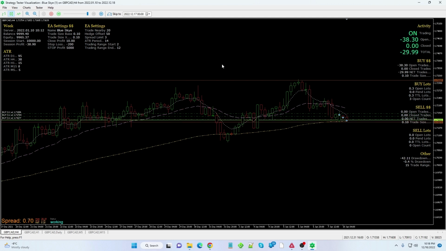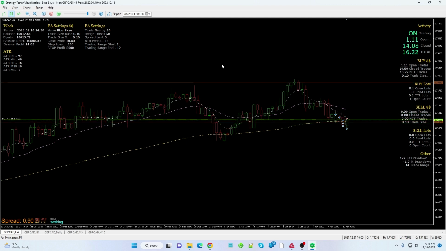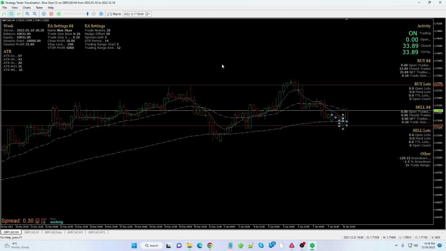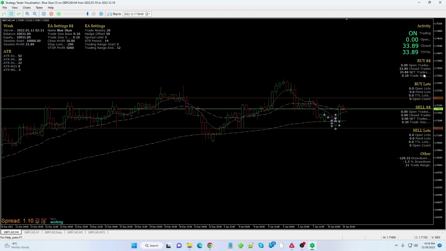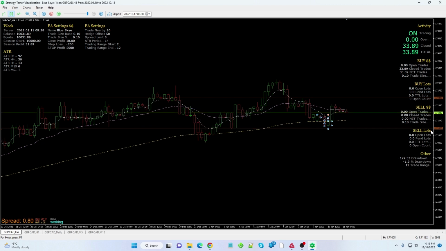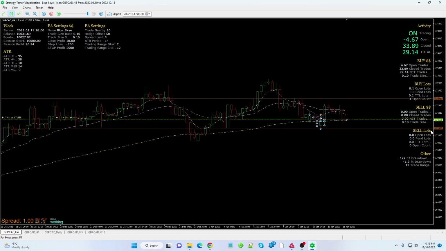Now, the way this EA works, as you can see, it's a counter trend system. So even though you can see the current trend there is a downward trend, you can see all of the trades it placed were buy trades, and you can see up here that it made 33.89 in buys, and there were no sell trades at all. So that is going to be the fundamental weakness, if you can call it a weakness if it's making money. But the fundamental weakness is that it's always going to be trying to buy counter trend here.